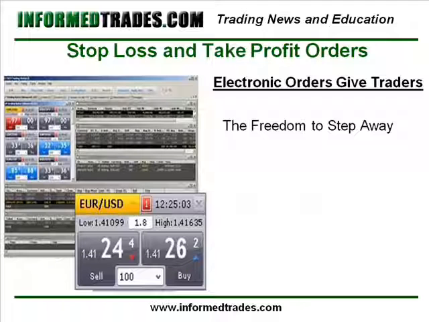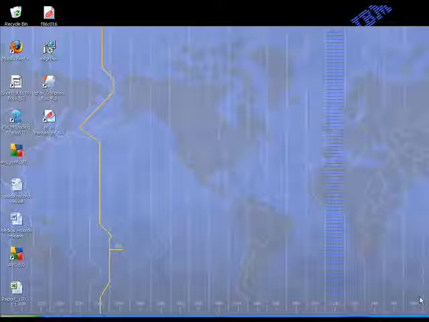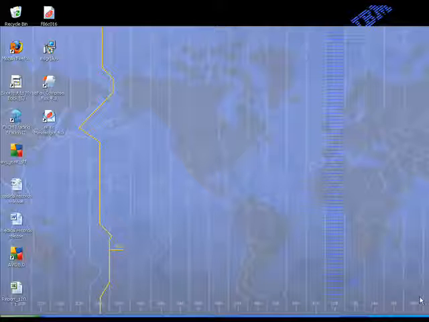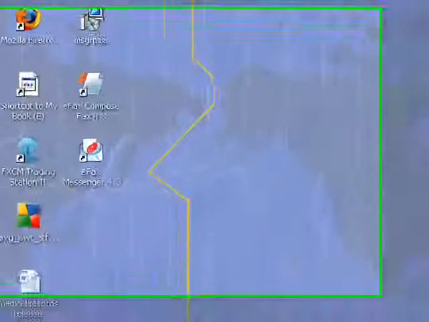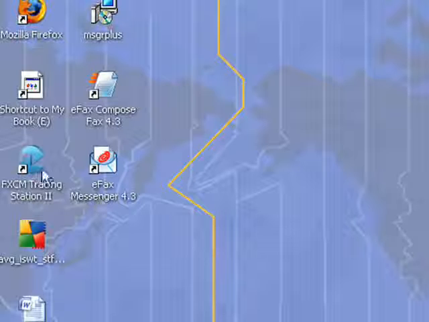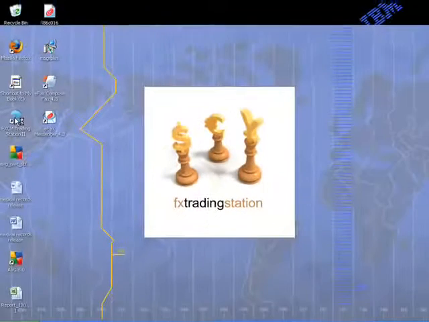Because these orders are executed automatically, some traders also use them to better manage the emotions involved with closing out positions when their target price or stop loss levels are hit. To see what I'm talking about, let's log into our real-time demo trading accounts and place a couple more trades.